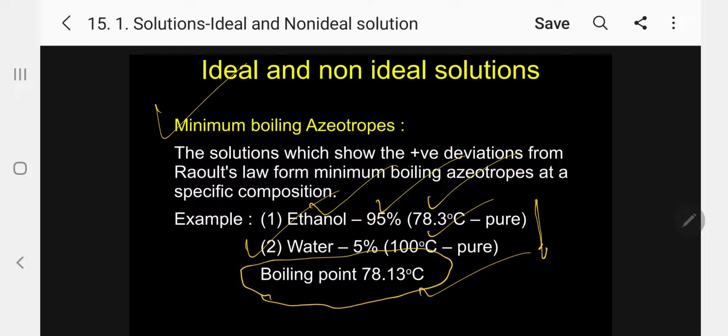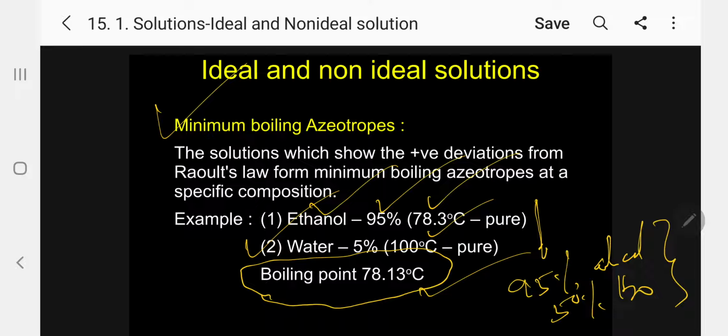What is the composition that is coming out now? 95% alcohol and 5% water combine to form a liquid, and this liquid comes out at a boiling point of 78.13. So this azeotrope, we call it a minimum boiling azeotrope. It is lower than 78.3, it is lower than 100, it is 78.13. Kindly follow. So solutions which show positive deviations from Raoult's law form minimum boiling azeotropes at a specific composition.